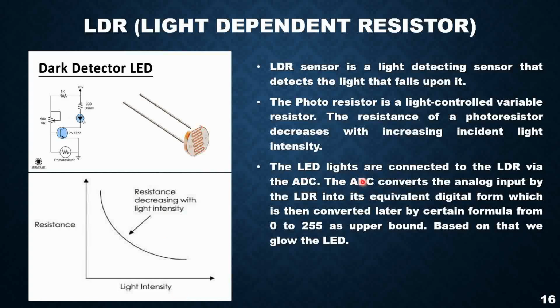The LED lights are connected to the LDR via an ADC. The analog to digital converter converts the analog input from the LDR to its equivalent digital form. Then it is converted by a certain formula to a range from 0 to 255 as the upper bound, based on which we decide whether to switch the LED on or off.